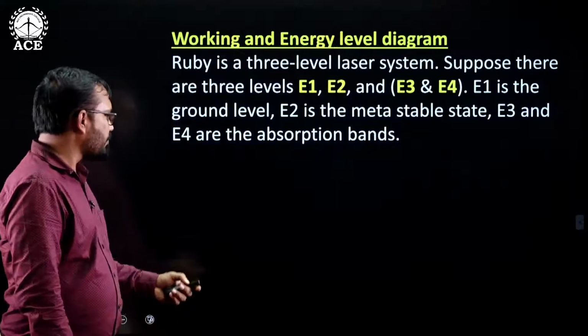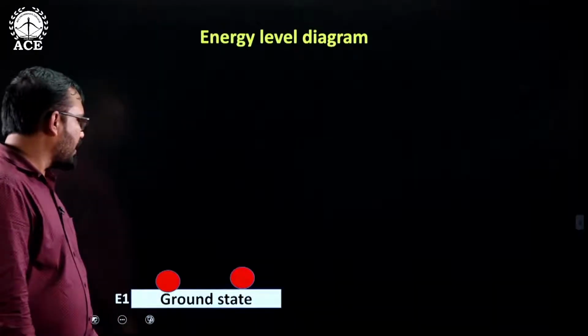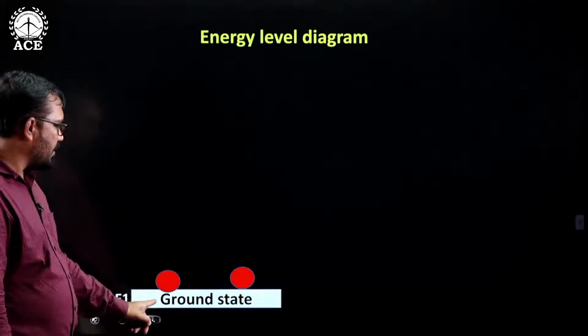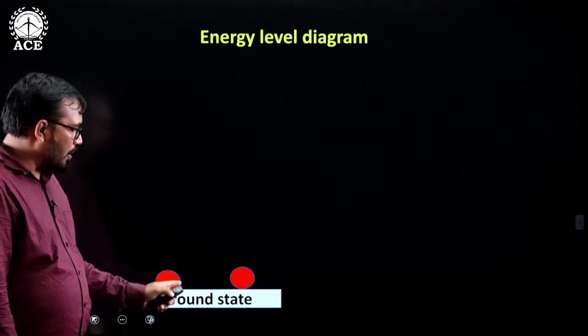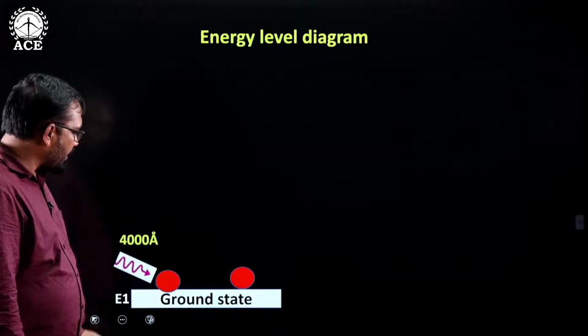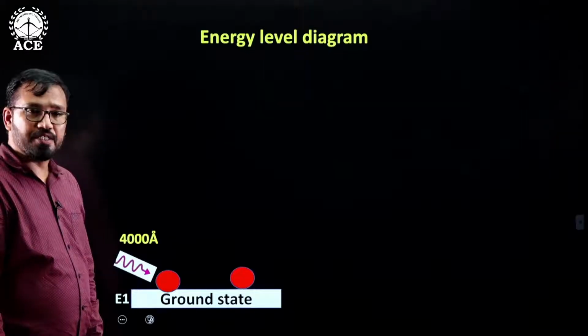See here, it is a ground state. What is this? Ground state. So in the ground state, what are you having? Atoms. Okay, so what are you providing? A photon. What wavelength? Greenish blue color.